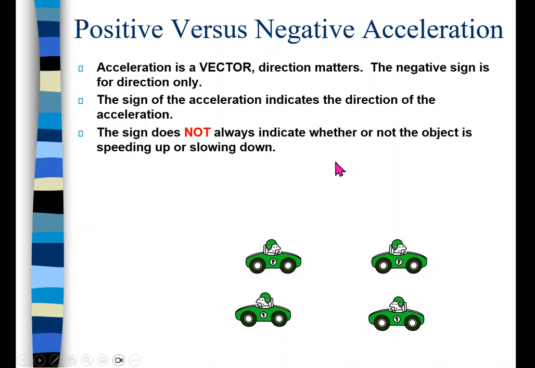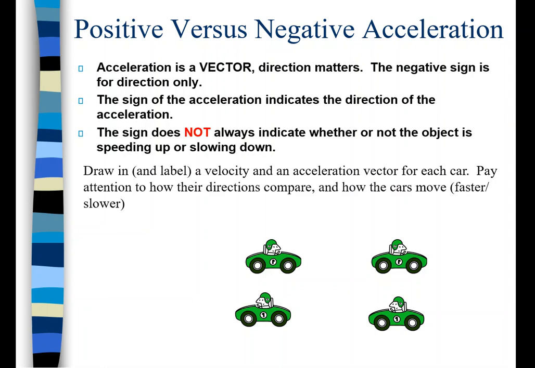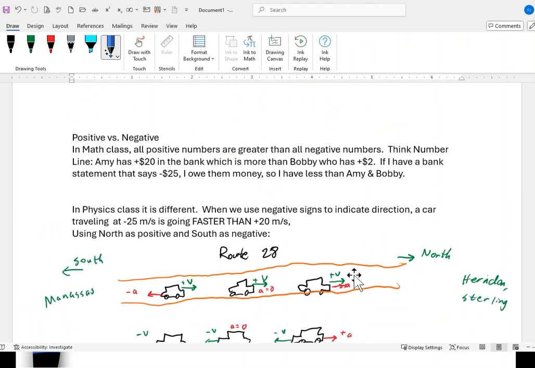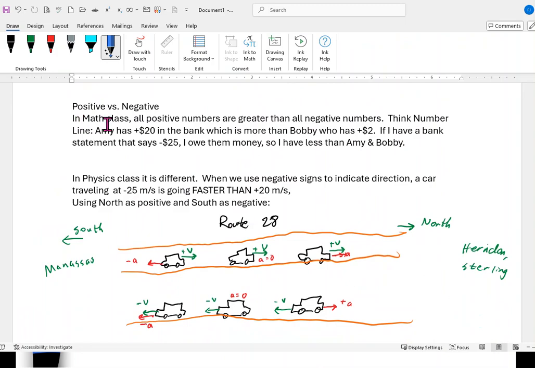So we have to make sure that we understand what we're talking about here. Positive in terms of direction is not the same thing as positive in terms of amount. So let's actually go back to here and scroll down. Okay, so what I wrote out here is, in math class, we're very used to speaking in terms of numbers as like a number line, right? A positive number is going to be larger than a negative number. That's just how it is, right?